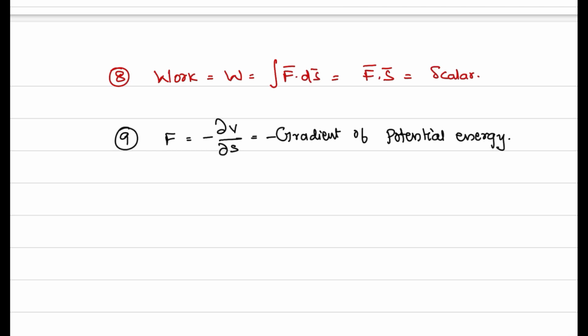Now we will move on to other definitions. What is angular displacement? Linear displacement we have seen. Angular displacement is equal to theta.